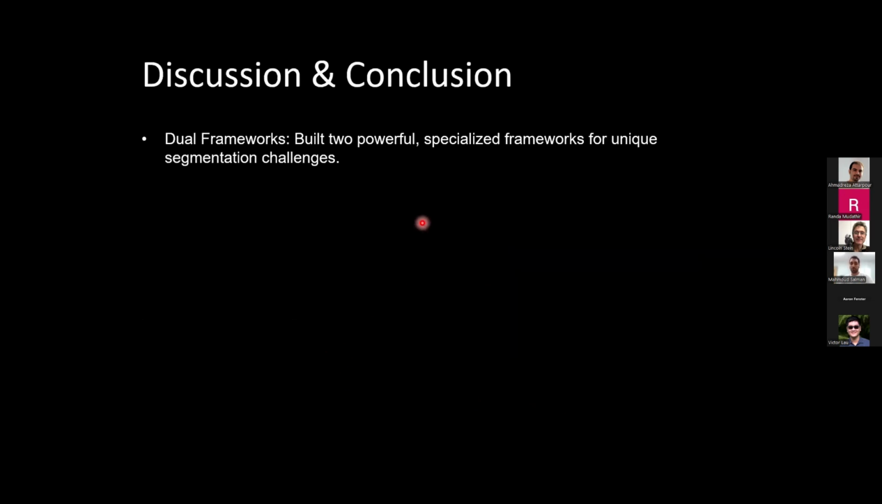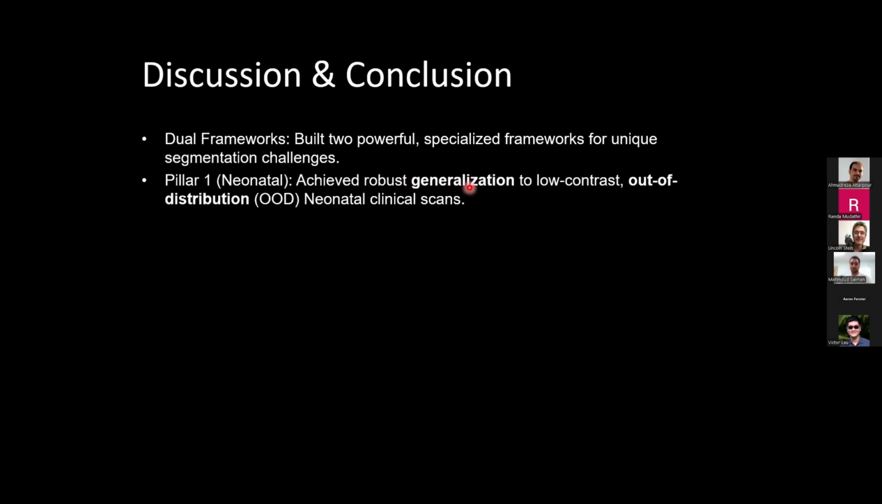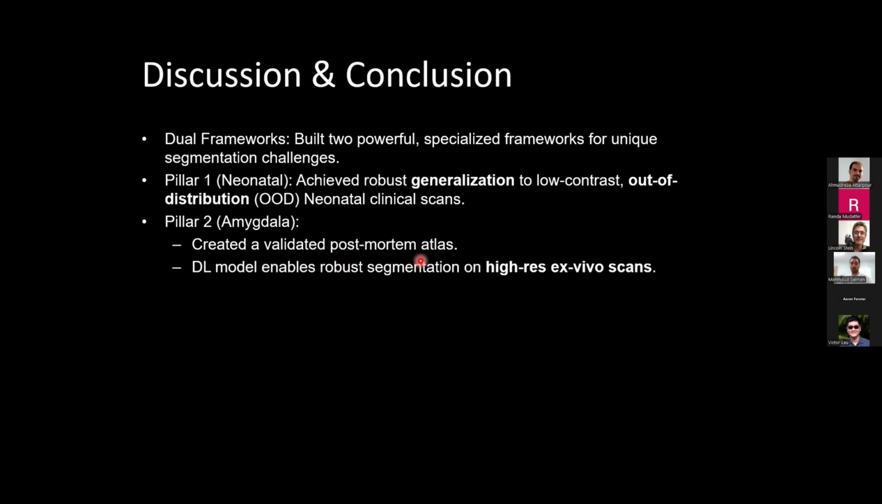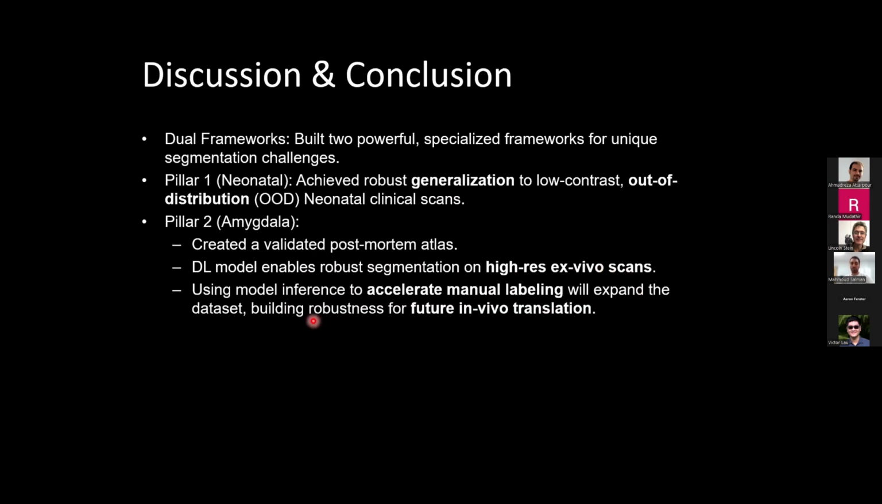So for discussion and conclusion, we built two powerful specialized frameworks for unique segmentation challenges. Our first one achieved robust generalization to low contrast and out-of-distribution neonatal clinical scans. And our second pillar, which is the amygdala, we created and validated our post-mortem atlas to validate our segmentation protocol, as well as built a deep learning model using SenseSeg to enable robust segmentation on high-res ex vivo scans. And using this model's inference, we can accelerate the manual labeling, and this will expand the dataset and build more robust models for future in vivo translation.